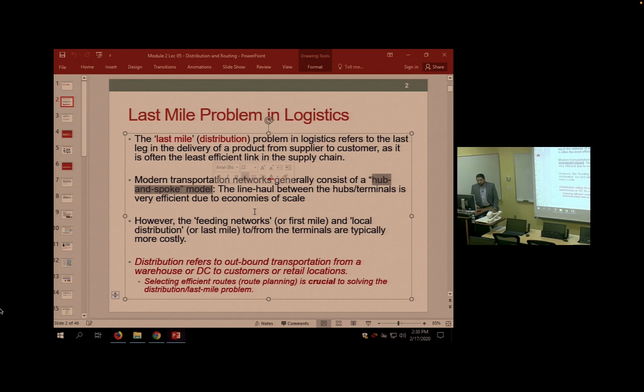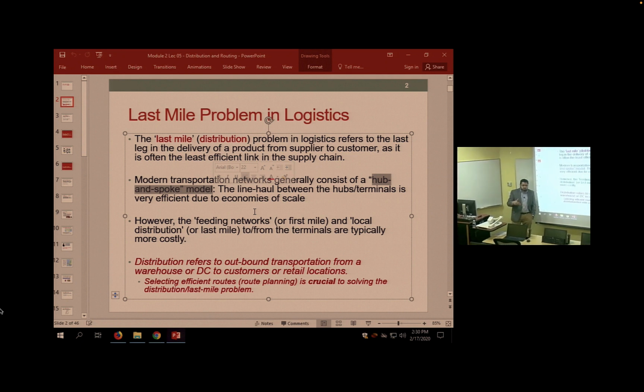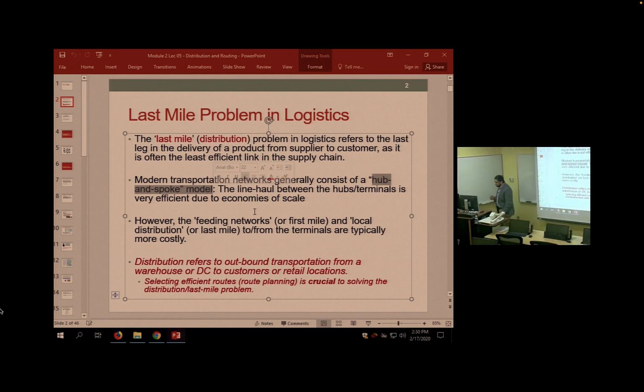But once you are in a particular state or region, and then you have to distribute product to hundreds of retail stores there, or hundreds of thousands of end customer addresses, then that is not as efficient, because you have to drive long distances for small deliveries, and that is the problem that is called the last mile problem.